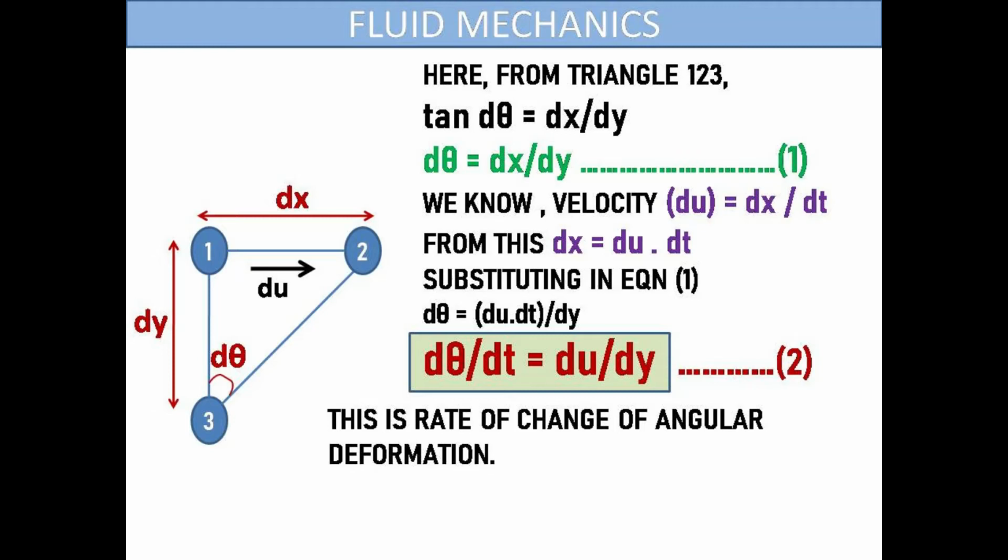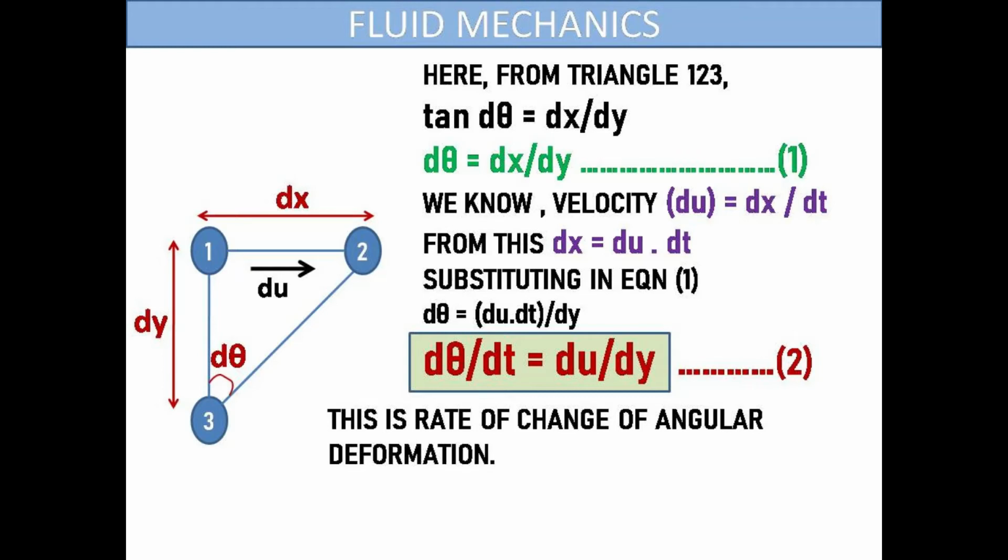Velocity is defined as the ratio of distance traveled or displacement, by time. Horizontal velocity in x direction is taken as du. So, velocity du is equal to distance dx by time dt. From this, distance dx can be written as velocity du times time dt.